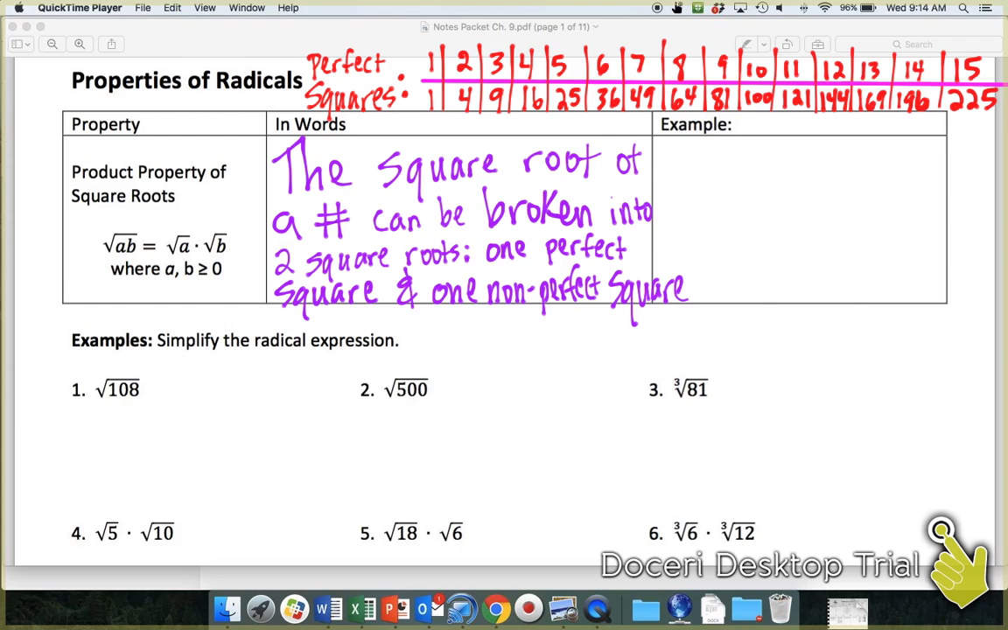So as we solve these, we're always going to have, what are we going to break? We're always going to break a square root into 2 things. Well, yeah. We're always going to have at least 1 perfect square.